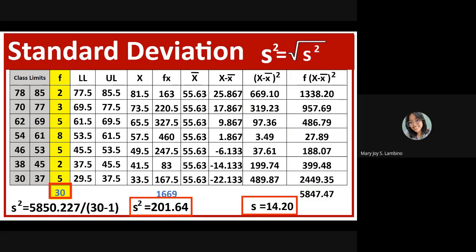To get the standard deviation, we just need to take the square root of the variance. So the standard deviation is equal to the square root of the variance. Our answer, the square root of 201.64, is 14.20.